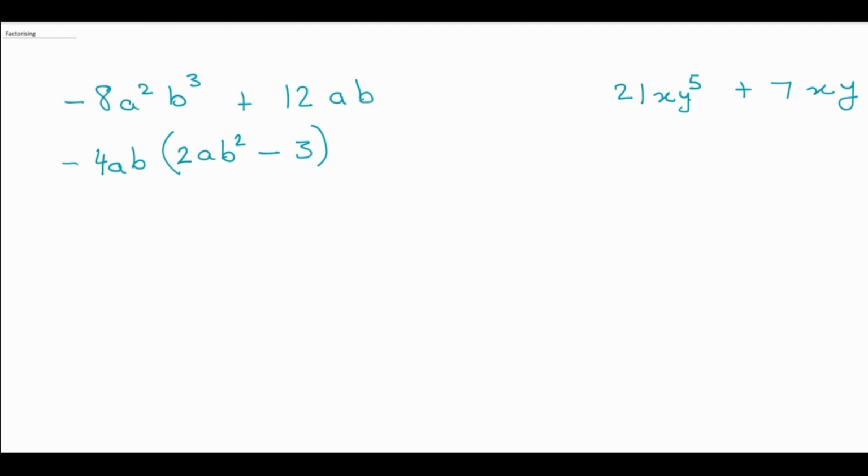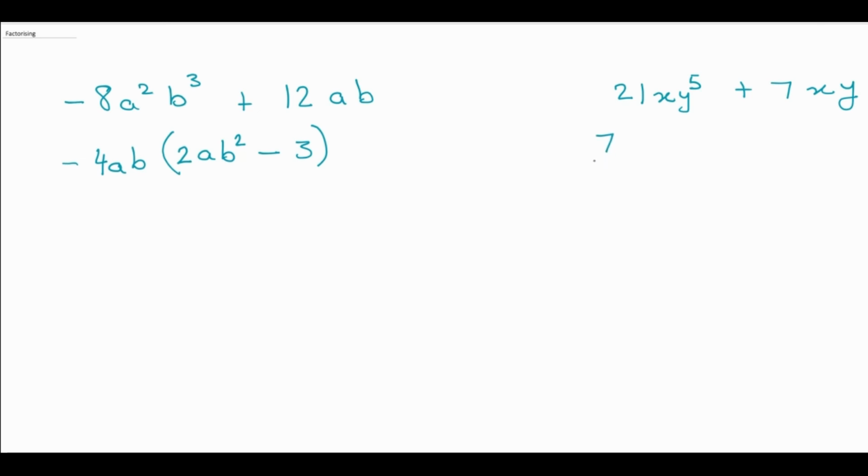Let's now move to the second question. Here we have 21xy to the power of 5 plus 7xy. So let's start with our 3 steps again. Starting with signs, we have 2 positives, so I'm going to take out a positive sign. And given that we're taking out a positive sign, I don't need to write in an actual sign over here. Step 2 is let's have a look at our numbers, 21 and 7. What is the highest common factor between 21 and 7? The highest common factor is 7.